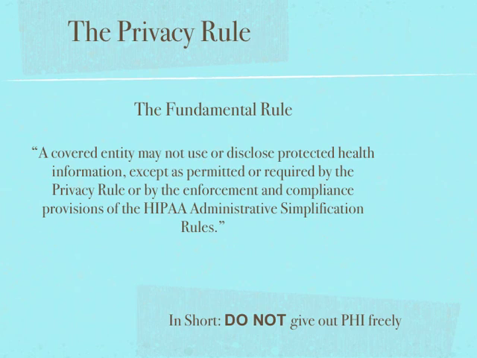The fundamental rule of the privacy rule is a covered entity may not use or disclose protected health information except as permitted or required by the privacy rule or by the enforcement and compliance provisions of the HIPAA Administrative Simplification Rules. In short, this means don't give out PHI freely. Do not give out information if you don't think you should be.